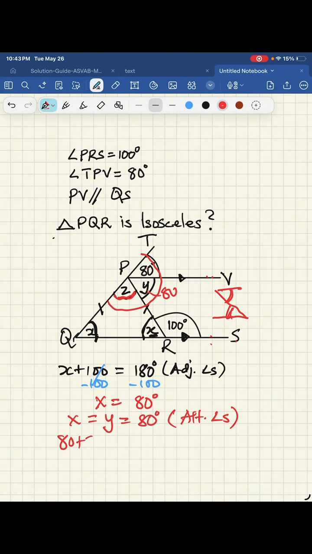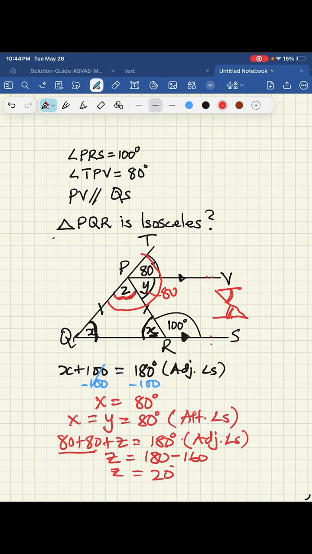80 plus 80 plus z equals 180 degrees again. This again is adjacent angles, or angles on a straight line. So what do you notice? You get your z. This and this give you 160. So you subtract that from 180, 180 minus 160. So my z is just 20 degrees.